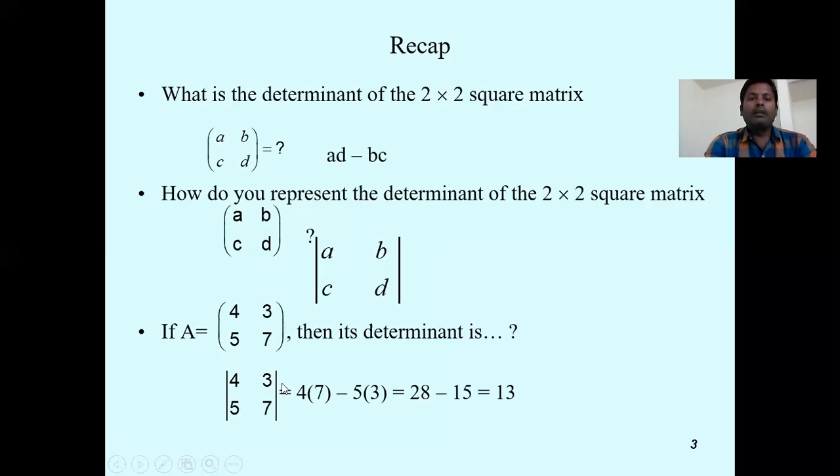How can you find the determinant of a 2 by 2 matrix? You see here 4, 3, 5, 7. Write this symbol is equal. We know the formula is AD minus BC. Here A is 4, B is 3, C is 5, D is 7. So we write 4 into 7 minus 5 into 3. 4 into 7 is 28, minus 5 into 3, 15. 28 minus 15, we get 13.